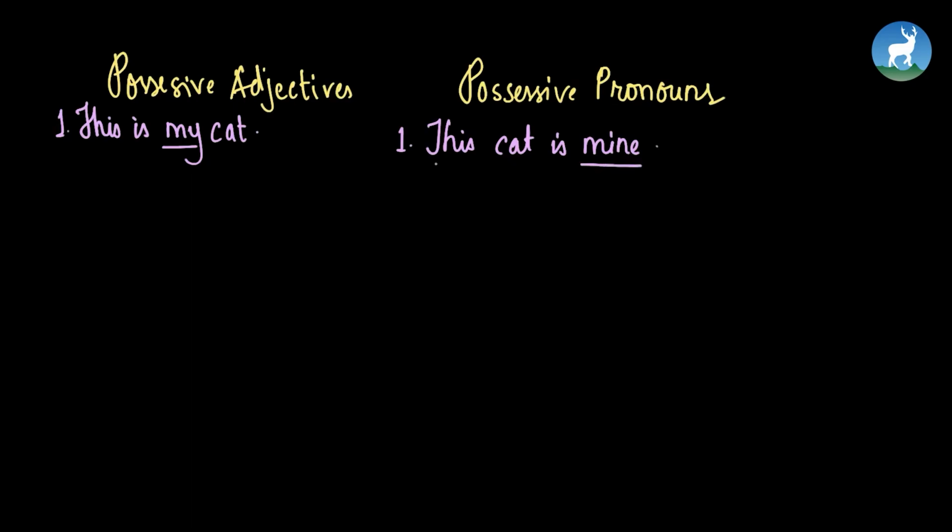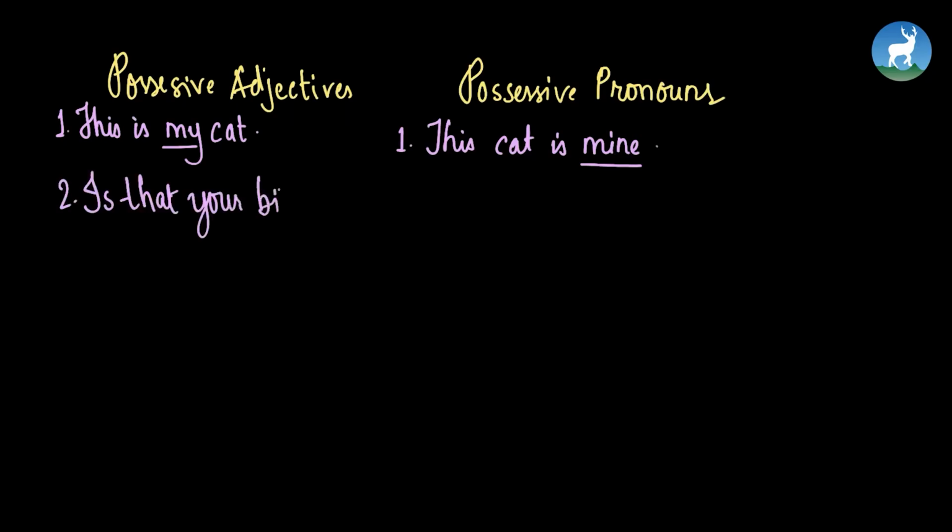So whenever we have to show ownership and we have to avoid repeating the nouns, we use possessive pronouns. Here, the word mine is a possessive pronoun and it avoids repeating the noun this cat. If we say this cat is my cat, the sentence is going to get long and confusing. So we shorten it up and make it simpler by saying this cat is mine. Let's go to another example.